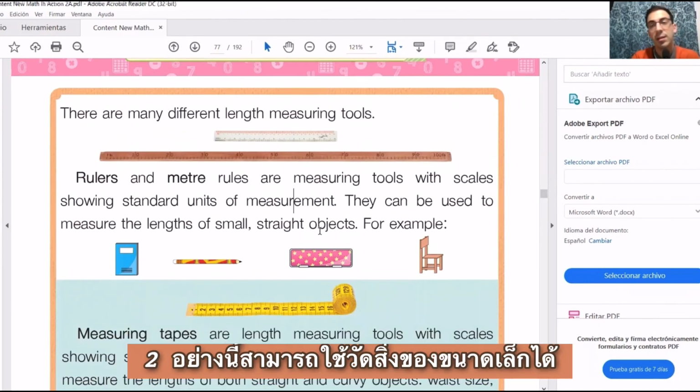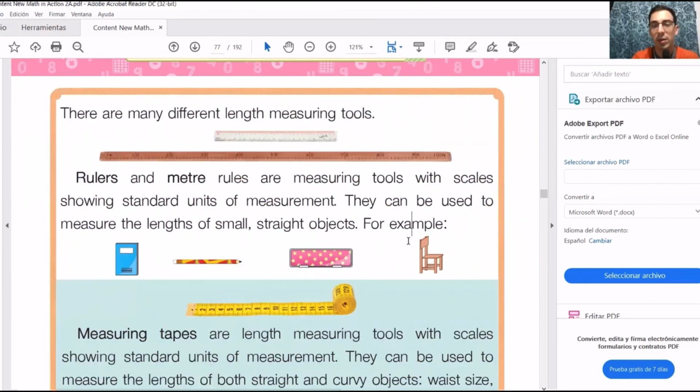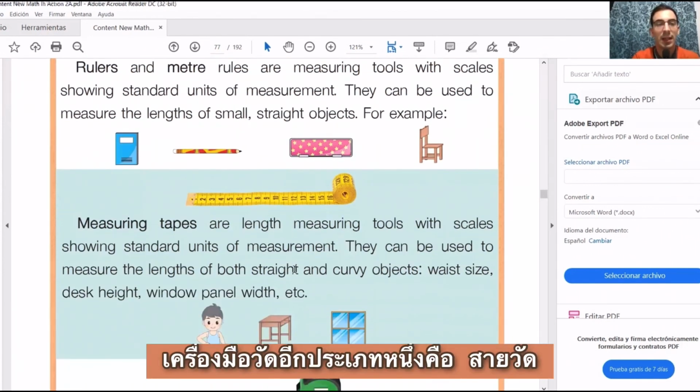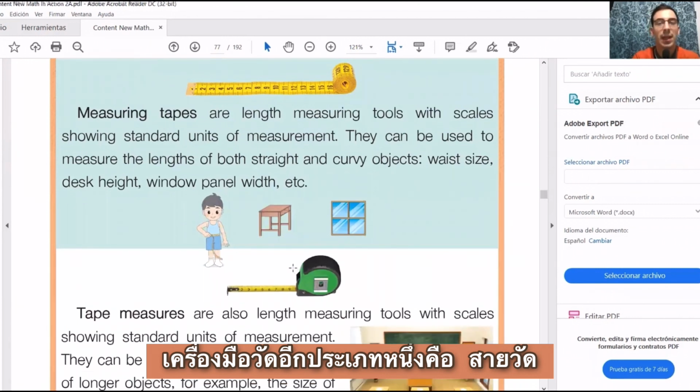What can we measure with these two things? We can measure small things and straight objects, for example a notebook like this, or a pencil like this, or a chair. We can use the meter for measuring the chair, and we can use the ruler to measure the notebook and the pencil. Good.